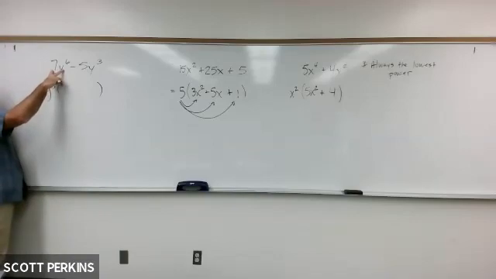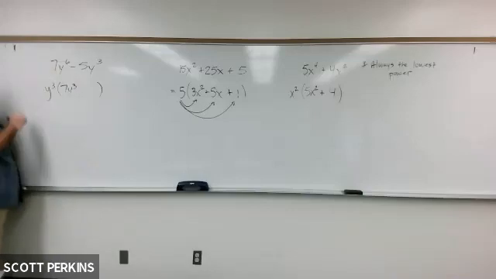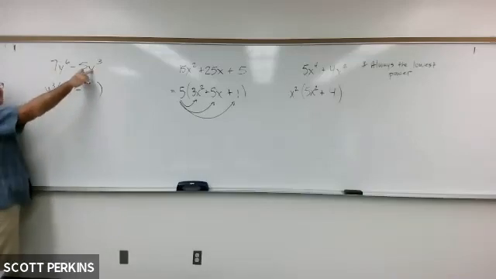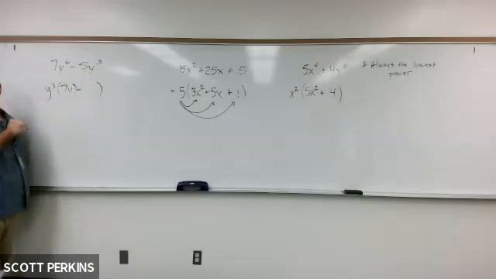So 7y to the 6th, when I factor out the 3 y's, what does the first term become? 3 plus 3 is 6. Minus 5y to the 3rd, when I factor out the 3 y's, what does this last term become?